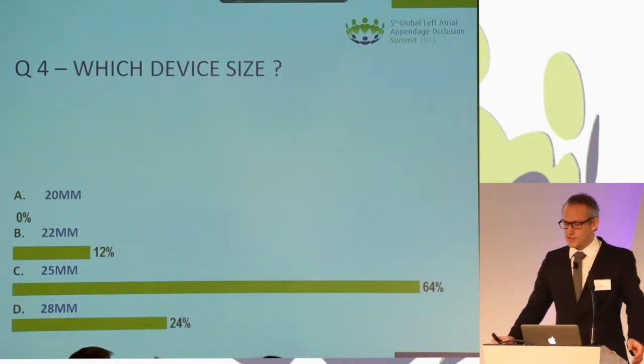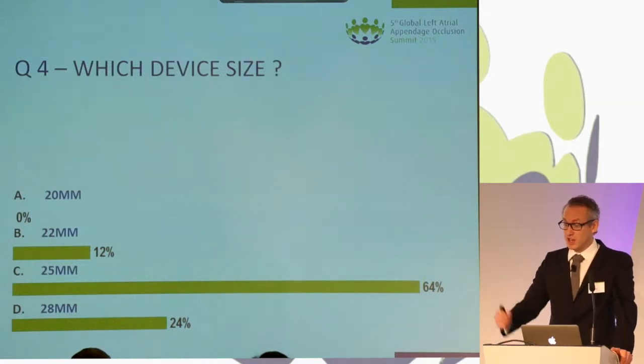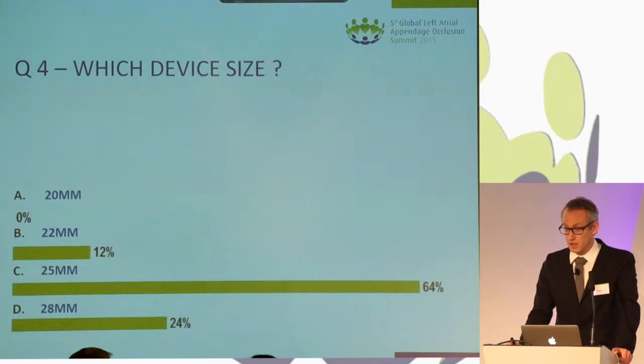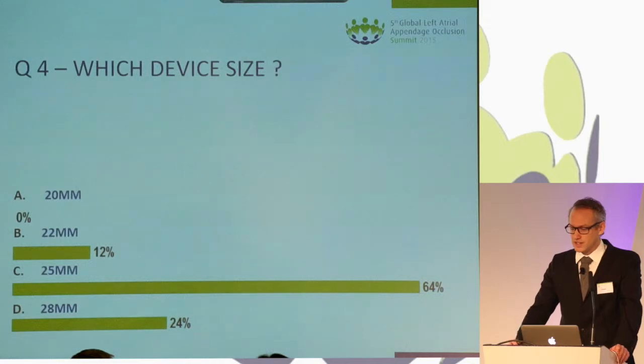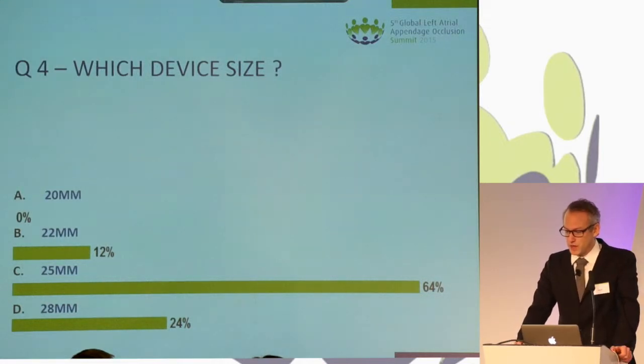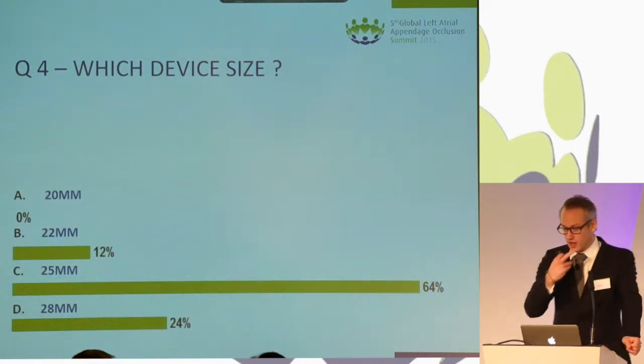Excellent. So nobody wants to have the small device, which in my opinion makes sense because the largest diameter that we measured was a little larger than 20. 22 got 12%, 25 millimeters the vast majority, two-thirds, and an even larger device of 28 millimeters for 24% of the people. I think this is a nice slide for comments and discussion.